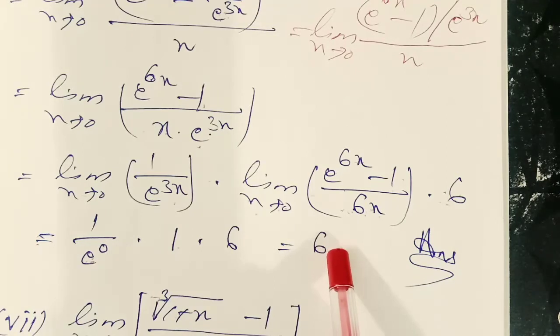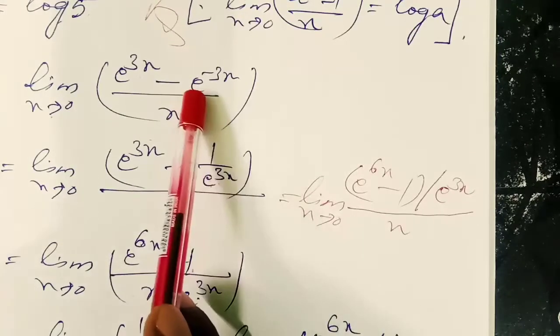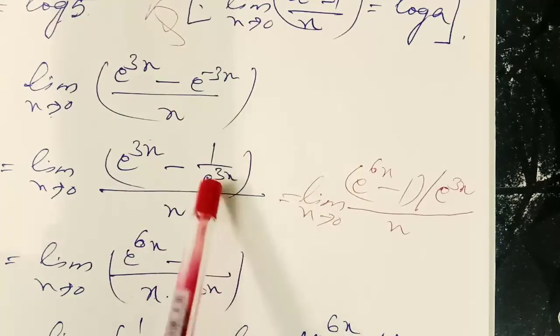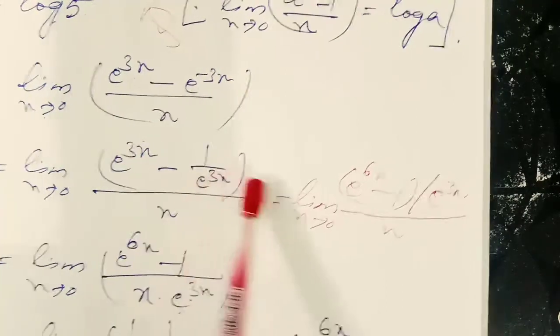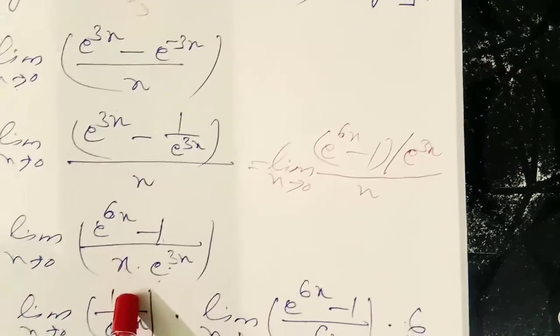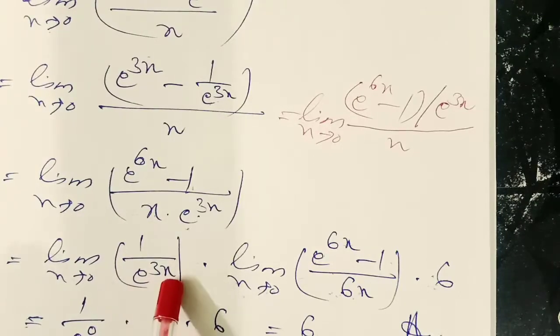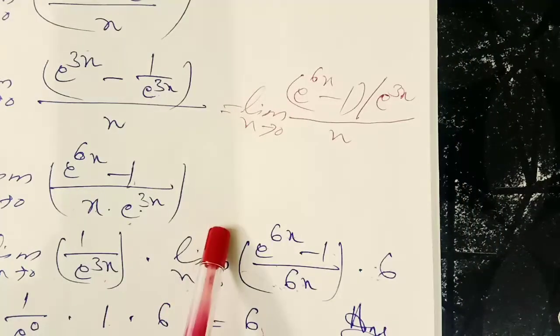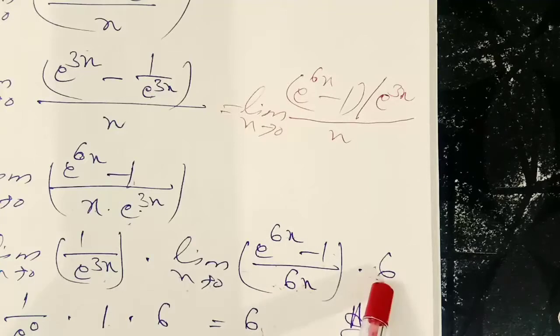Slightly difficult, but adjustment required. You have to just adjust. See the question: e to the minus 3x is given. You have to write 1 by e to the 3x. Taking LCM, it will be (e to the 6x minus 1) by e to the 3x. That e to the 3x will come down here. Just algebraic simplification is required. Now you have to separate: 1 by e to the 3x into limit x tends to 0, (e to the power 6x minus 1) by 6x, into 6. Because this 6 you have to multiply here and here. Then the answer is 6.